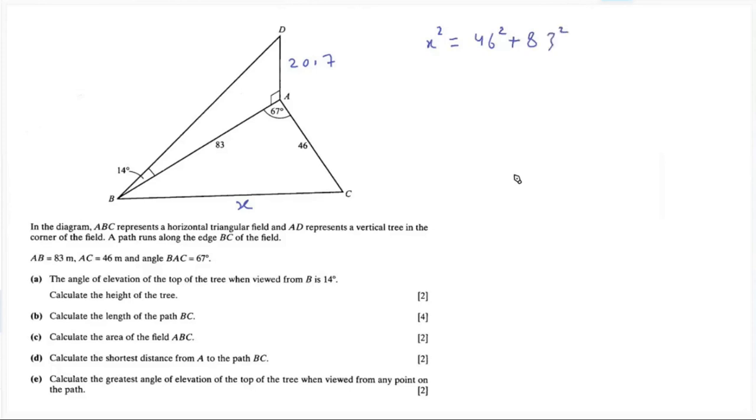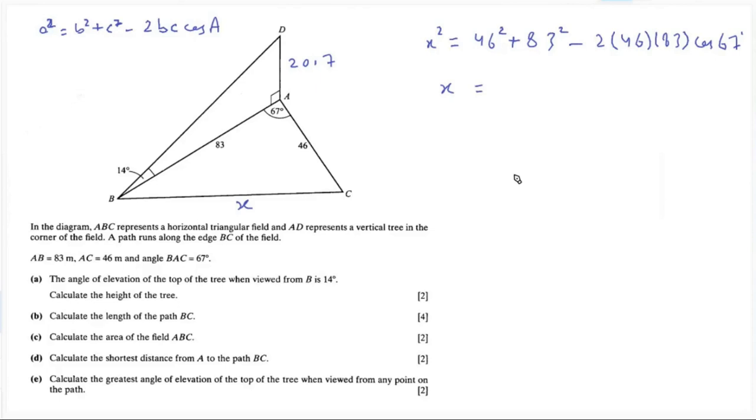We're using the cosine rule. What is the cosine rule? a squared is equal to b squared plus c squared minus 2bc cos of A. And that was the cosine rule. x squared is equal to 46 squared plus 83 squared minus 2 into 46 into 83 into cos of 67. That is what you have. And we'll get the value of x from there. The length of BC will come, you can evaluate it and see what you get.